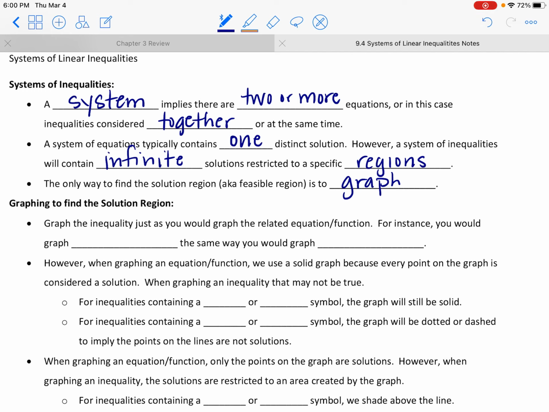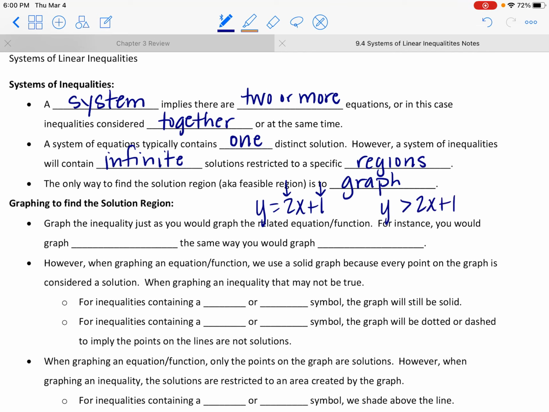So if you were graphing y equals 2x plus 1, for instance, knowing the y-intercept is where we would start, and the slope of 2 or 2 over 1 tells us how to rise and run. It's the same thing for a linear inequality. If it's y is greater than 2x plus 1, we start at 1, we use our slope to rise and run, but we may have a dotted line or a dashed line instead of a solid line, and of course we have to shade. So we graph the inequality just like we would graph our related equation or function.